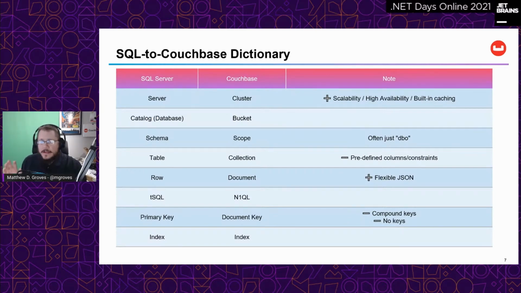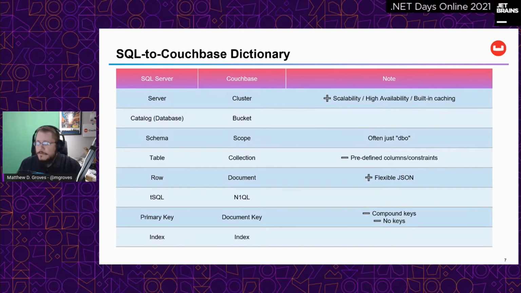And then kind of some notes on what you're gaining or losing in the translation there. Since it's not a perfect translation, because they're not both the same kind of database. So this is SQL Server specific, but I can certainly see MySQL, Oracle, Postgres having a very similar mapping.